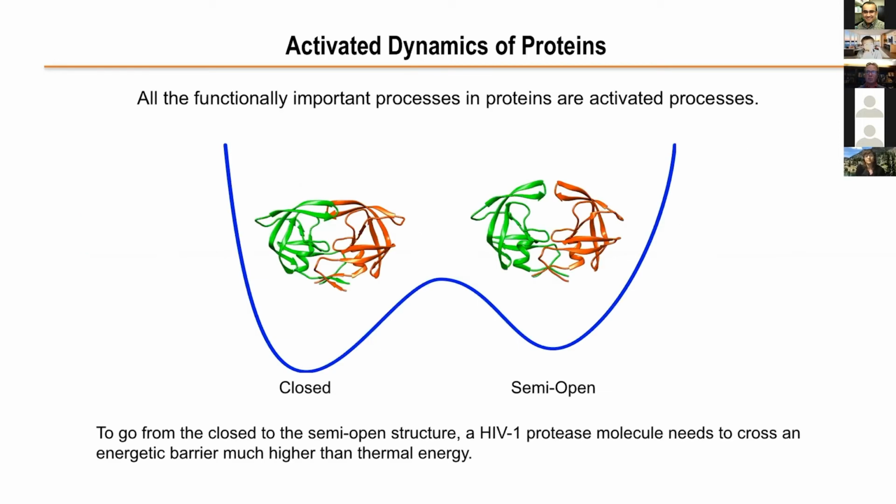So the basic thing is that all the functionally important processes in proteins are activated processes. For example, this opening of the HIV protease, this kind of process needs to cross an energy barrier that is much higher than thermal energy. So we want to understand how do proteins do this?